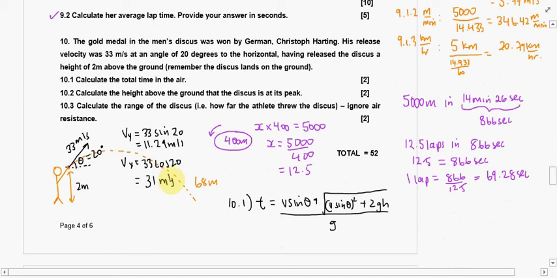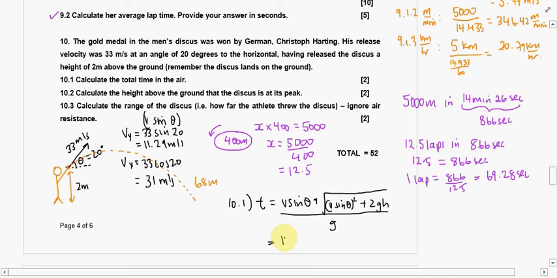31 meters per second. Okay, so I'll only need this vertical component, because if I rewrite this, it's just the initial velocity times the sine of the angle, right? So notice that that's the value that I technically chuck into this equation.